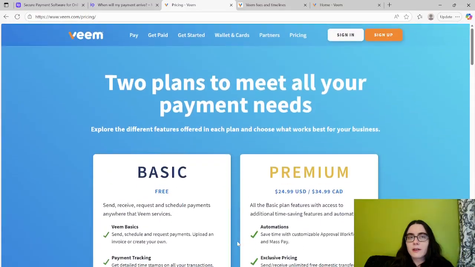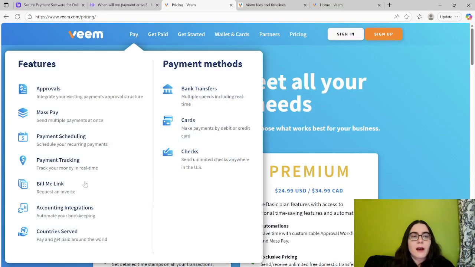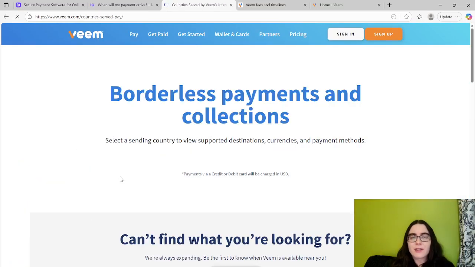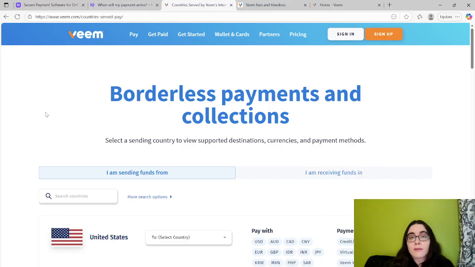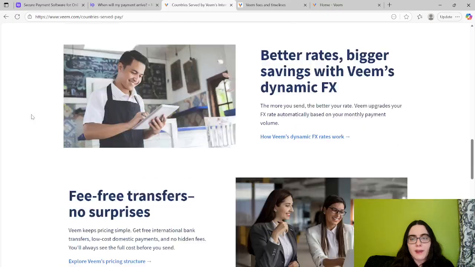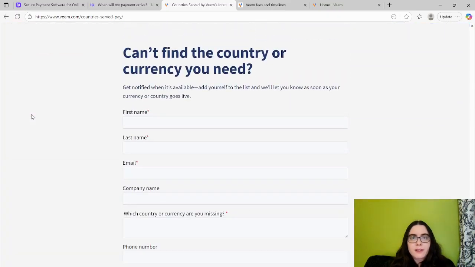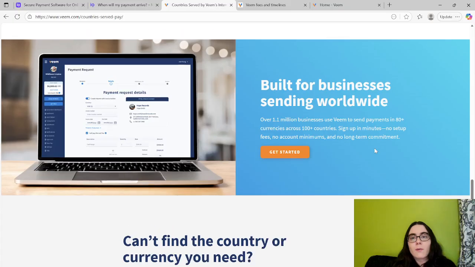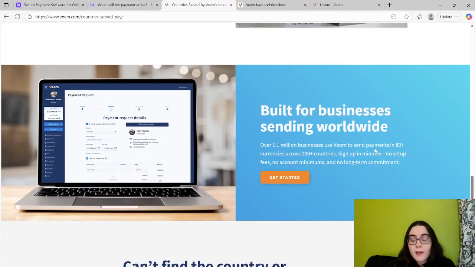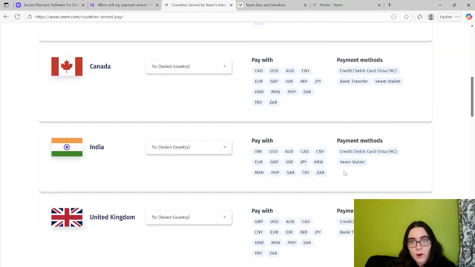Next, we're going to look at their international payment capabilities, because they do have a lot of that. That's the main distinction between Melio and Veem. Melio does have a lot of international capabilities, but there's just more with Veem. They really keep on top of this and are always evolving. So if there's a country or currency you need, you can get notified here when it arrives. There are over 80 currencies across 100 countries. That is a lot different than Melio, where you're limited to 15 currencies. So that's how the international payments work.